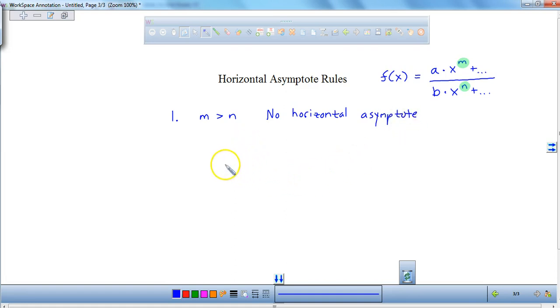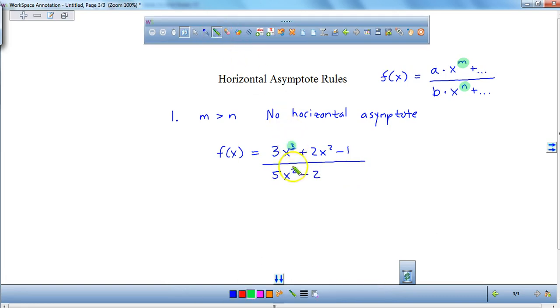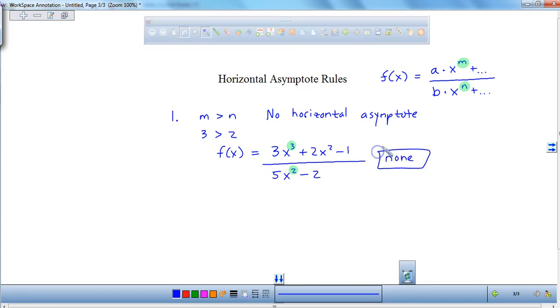Okay, there's going to be no horizontal asymptote. Now I'm going to show you an example. Let's pretend the function was f of x equals 3x cubed plus 2x squared minus 1, divided by, let's say, 5x squared minus 2. Can you see that this power is greater than this power? My 3 is greater than the 2. So I have no horizontal asymptote. If it asks me for a horizontal asymptote, I'll say it's got none.